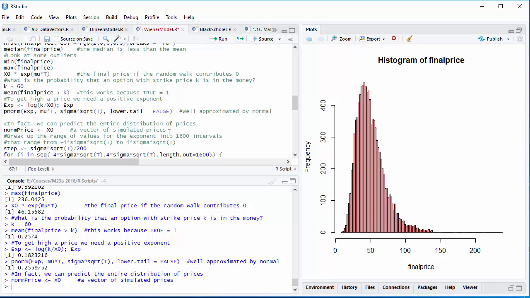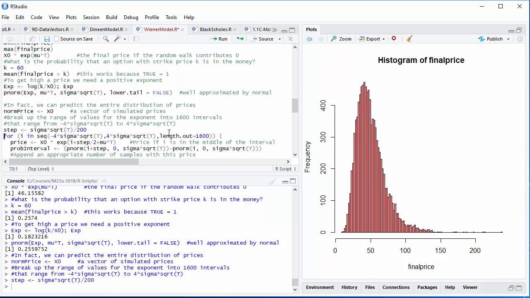And what I'm going to do is break up the range of values for the exponent in the formula. Final price is initial price times the exponent of some number. I'll break it up into 1600 intervals that range from -4 times sigma times the square root of t to +4 times sigma times the square root of t. And that means an individual step, if I'm going to have 1600 of them, has to be sigma times the square root of t over 200.